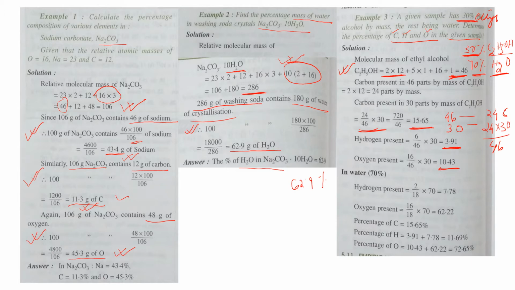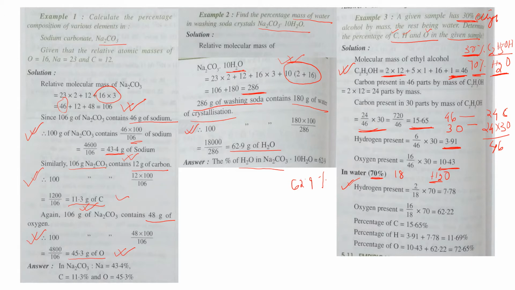Similarly, you have to find out for 70% of water, that means 70 parts. Now, you all know that the molecular mass of water is 18. So find out for hydrogen, that is in water H2O, that means 2 hydrogen. 2 by 18 into 70 because 70 gram water is there, 70 parts of water is there. So 2 by 18 into 70.